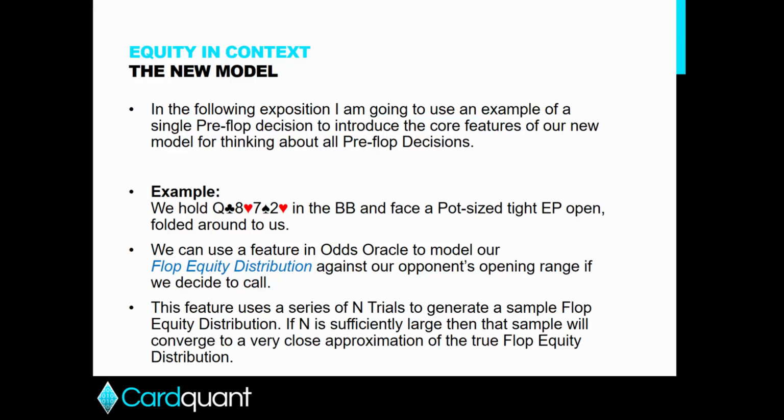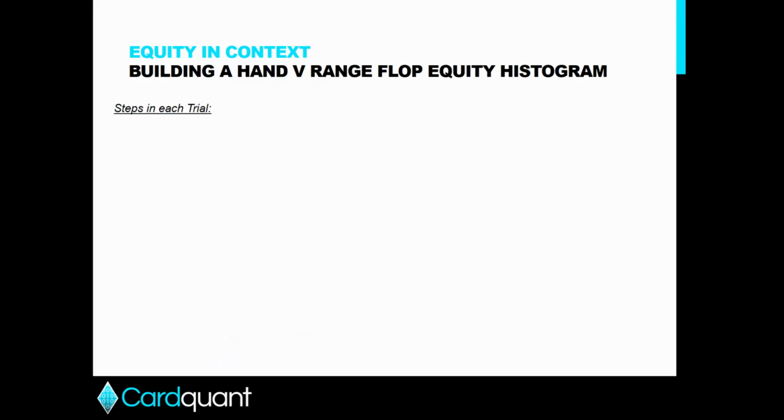So this feature of Odds Oracle uses a series of n trials to generate a sample flop equity distribution. If n is sufficiently large, then that sample will converge to a very close approximation of the true flop equity distribution. Let's look at the steps in each trial. The first one is to deal a flop. The second one, the program calculates the hand versus range equity for that flop.